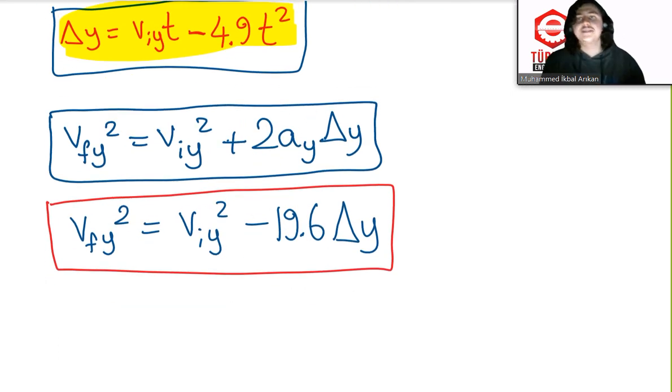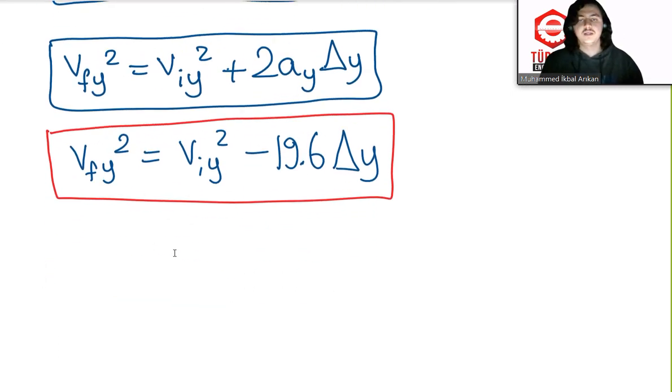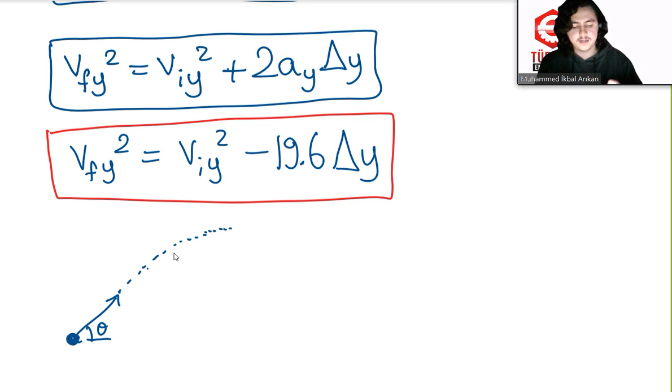From this formula, let's get a new formula. Okay, this will be our last or near to last formula. The formula which is before the last. Okay, so I'm throwing something with initial velocity in x and in y with an angle. I will have an angle here, theta. So it will go up and slow down in the y until it reaches the maximum height, then go down.